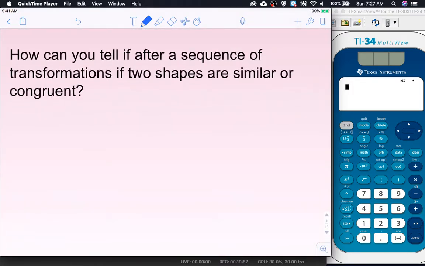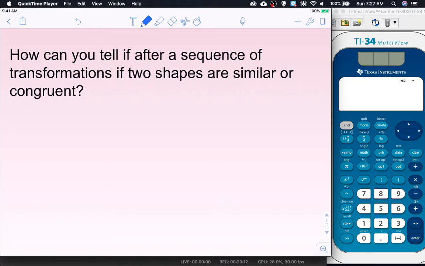A little summarizing thinking question. How can you tell, after a sequence of transformations, if two shapes are similar or congruent? I want you to pause, I want you to think, I want you to put down an answer.